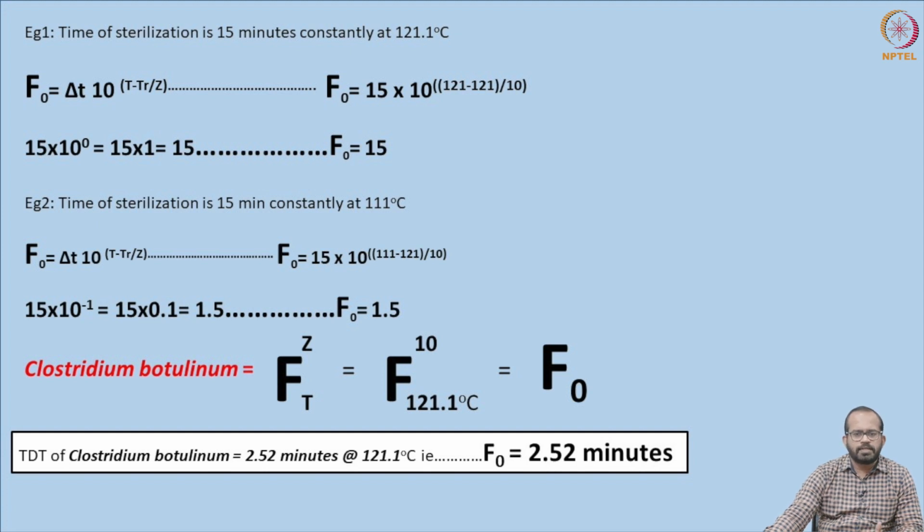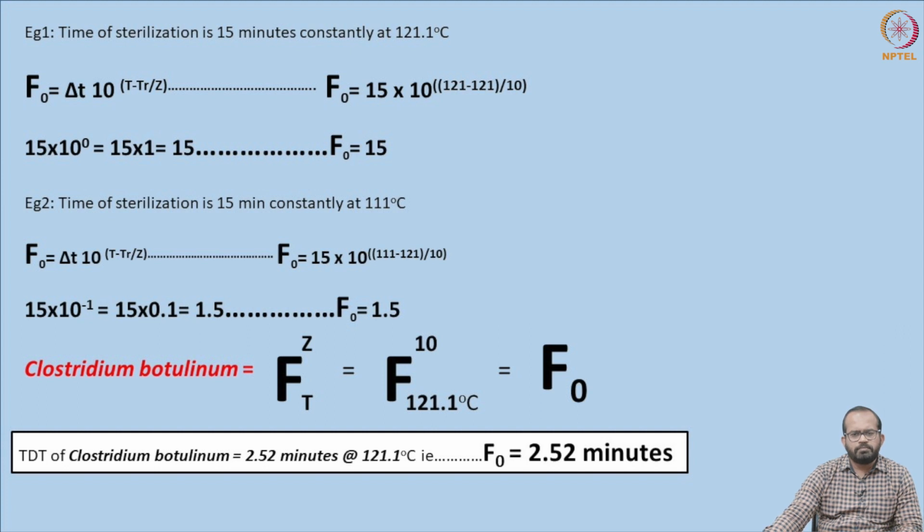For another example, the time of sterilization is 15 minutes constantly at 111 degrees Celsius. What happens at 111 degrees Celsius? Similarly, we can find that it is 15 into 10 raised to minus 1. So 15 into 0.1, converting the log value, gives 1.5 minutes. So F0 is equal to 1.5 minutes.